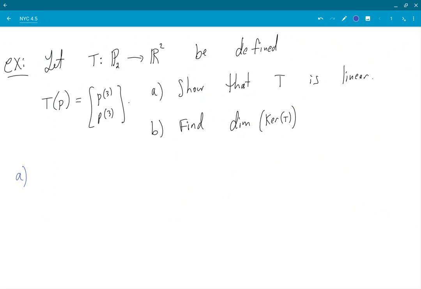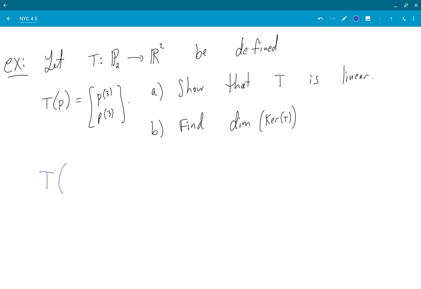Now we have a strange looking transformation. What does it do? It's a machine, if you will, that takes a polynomial and spits out a 2-dimensional vector. So how does it do that? Well, it takes your polynomial p and plugs in the number 3. So maybe we should do an example.